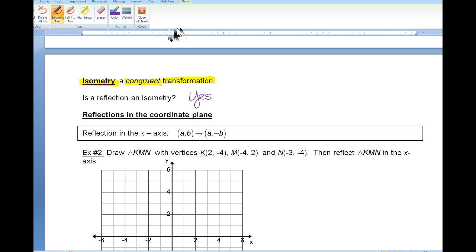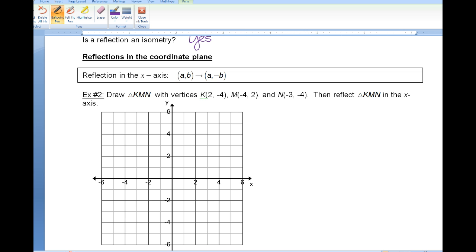All right, guys, let's look at reflections in the coordinate plane. Okay, reflection in the x-axis. So what if we're on the coordinate plane? It's actually a little bit easier when it's on the coordinate plane because the lines are already there.